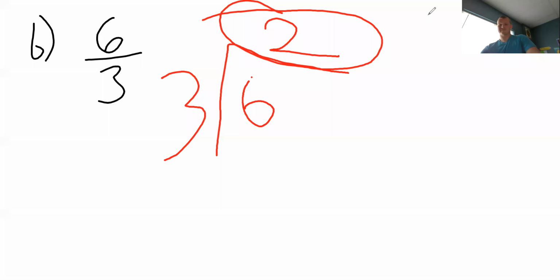Okay, what color you want to use? Okay, use that then.